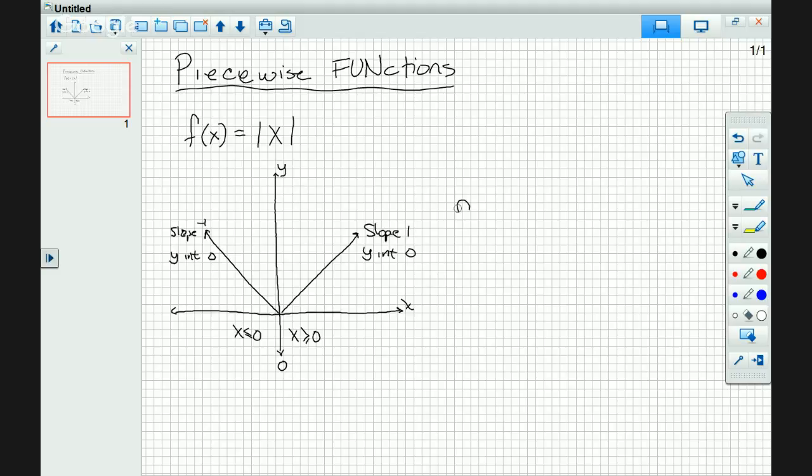So if I'm going to write it as a piecewise function, it's got two pieces, right? We have piece 1, piece 2. What's the equation of that one? You're hearing negative x. And the slope is -1, right? -1x plus 0. We don't need to worry about the 0. What's the boundary?